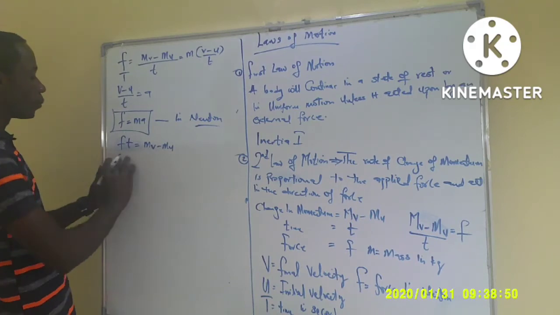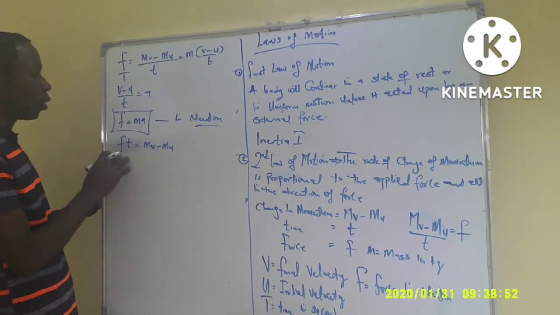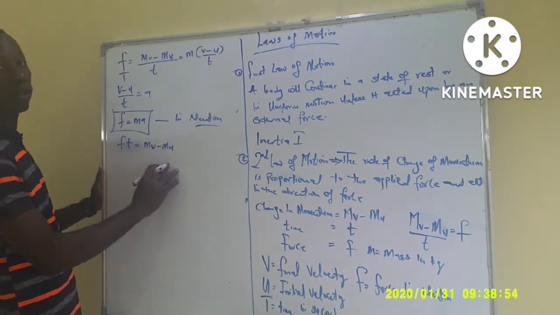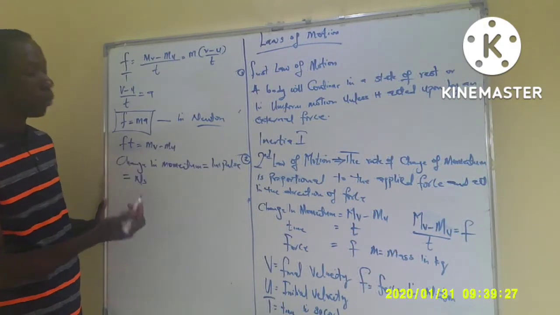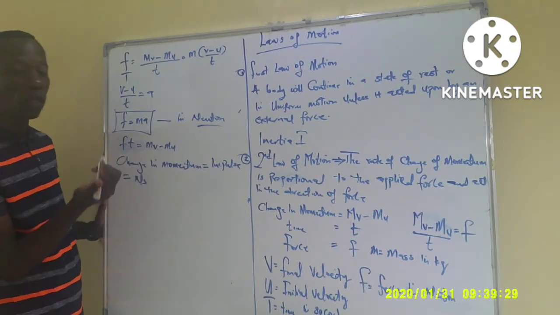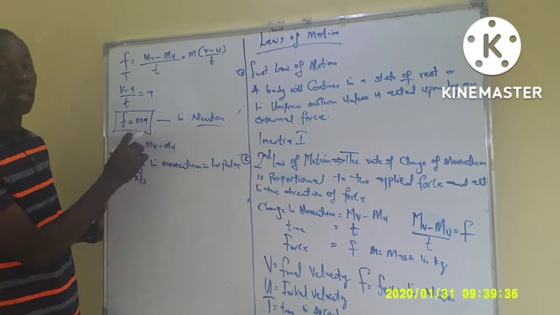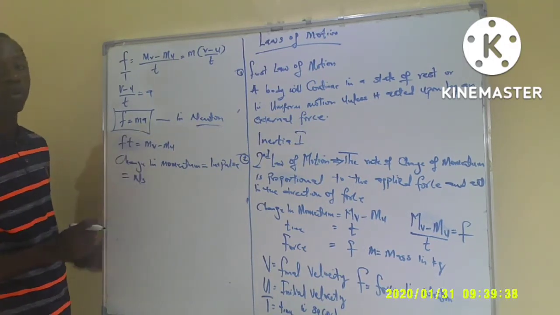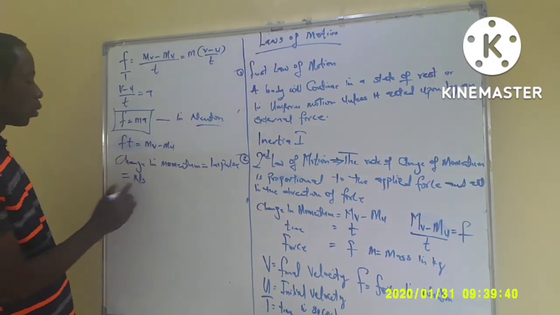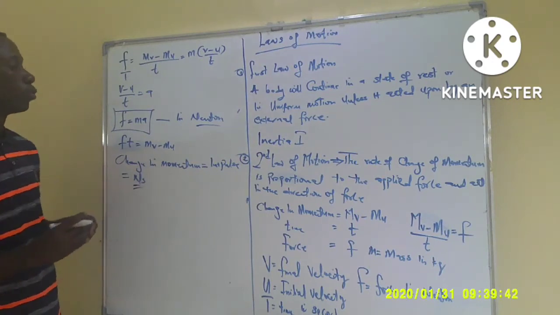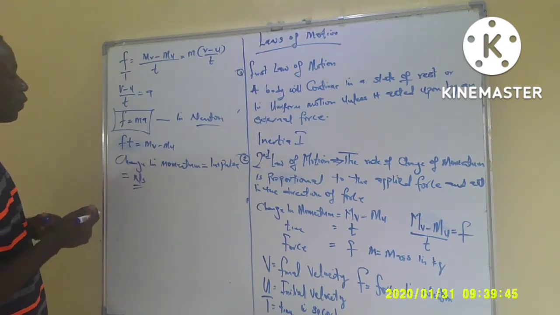So we can say impulse on an object is equal to the what? The change in momentum, which is mv minus mu. What is momentum? Momentum is mv, the product of the mass and velocity. So when you have a change, it is equal to the change in momentum. So that is that for equation 2. Please take note of that.